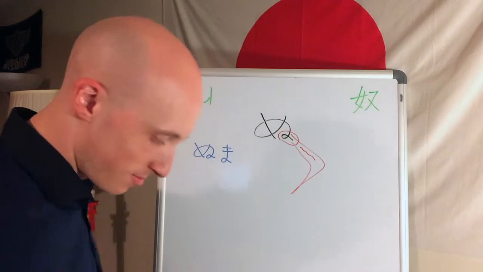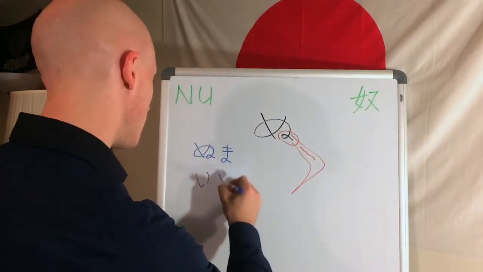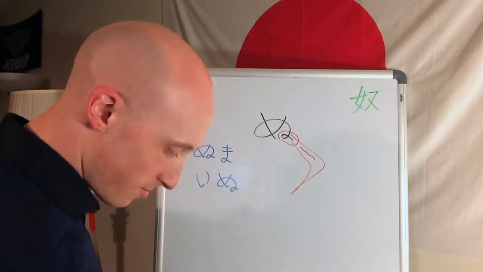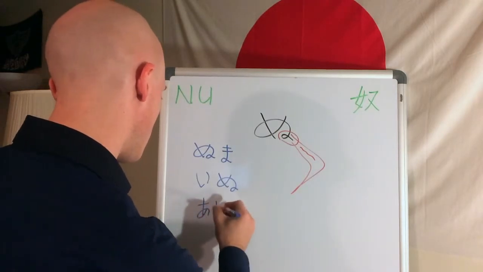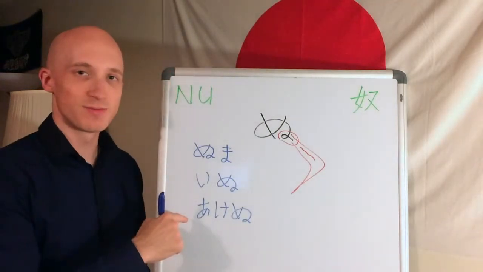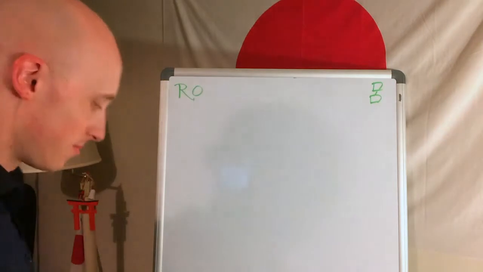Numa. Inu. Akenu. Hiragana Do is as easy to remember as 1, 2, 3.